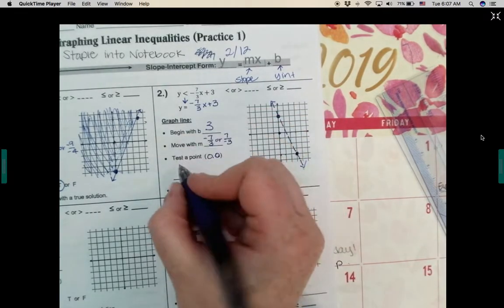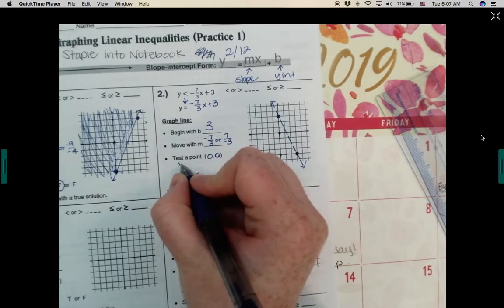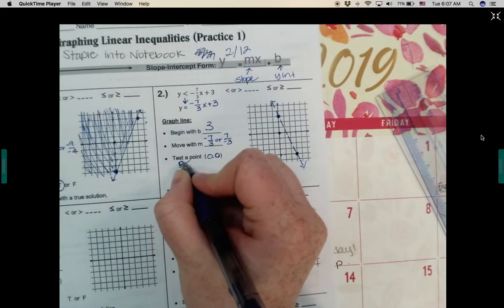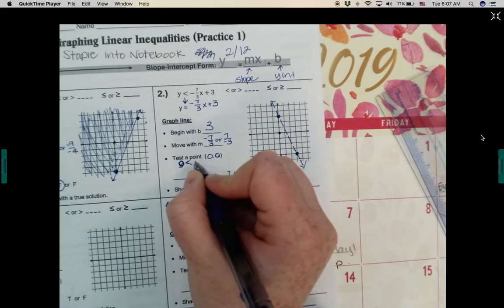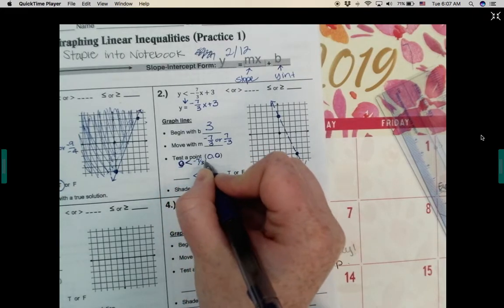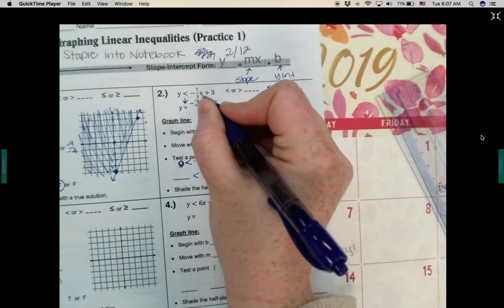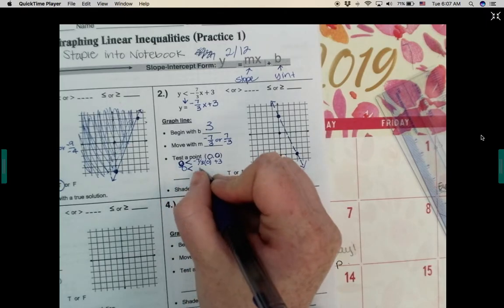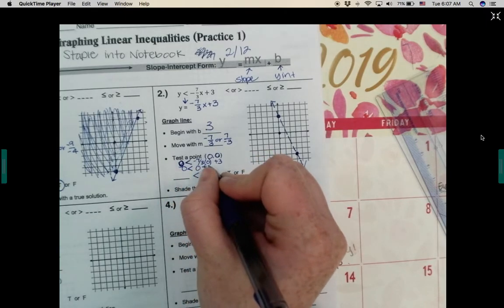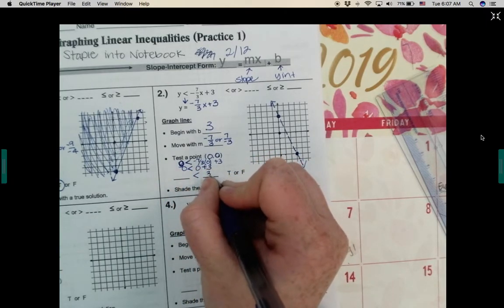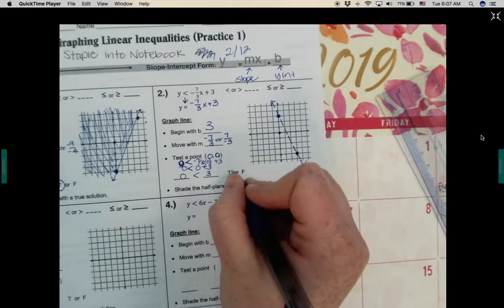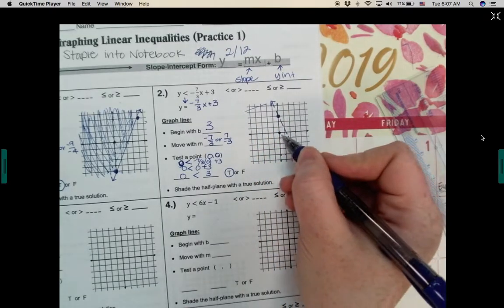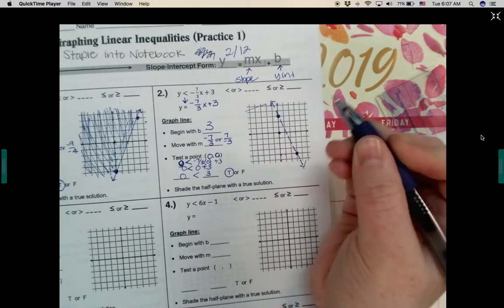So I have y is less than, I should have plugged a 0 in because I'm plugging 0 in for y. 0 is less than negative 7/3 times 0 because there's an x there, plus 3. 0 is less than 0 plus 3, and I know that 0 plus 3 is 3. 0 is less than 3. That's a true statement. And so I'm going to shade toward my true statement, okay?